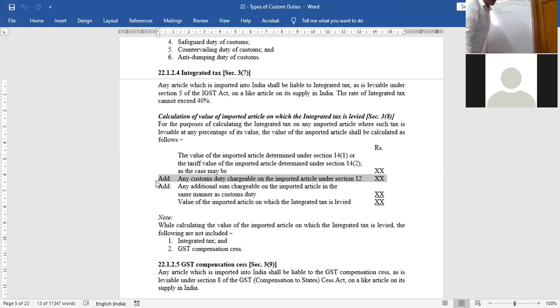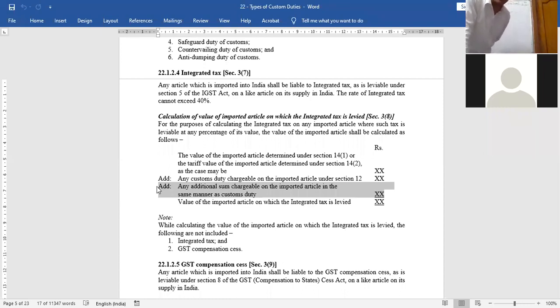Third point: any additional sum charged just like custom duty. Yes, we have additional sum charged under this third point. We have only those three: social welfare surcharge, road and infrastructure cess, and national calamity contingent duty. So in this question we have only the social welfare surcharge. So which value will I add here? I have to add the value of social welfare surcharge. Then I can easily compute my integrated tax.